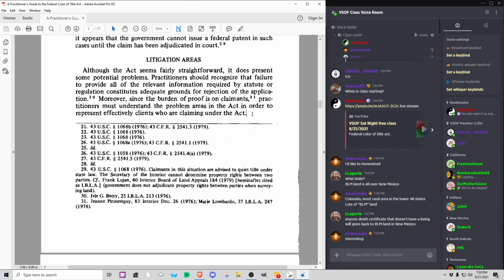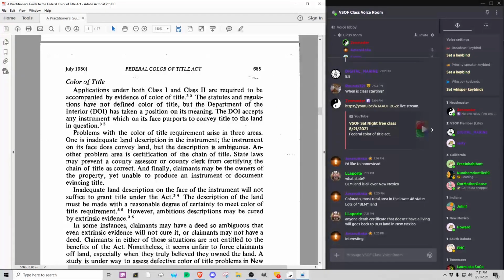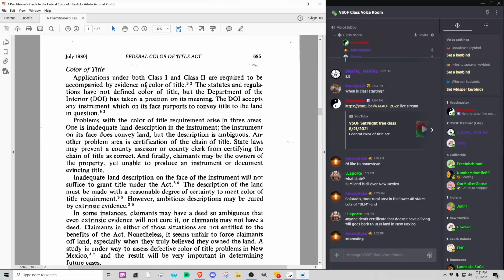Practitioners must understand the problem areas in the Act in order to represent effectively clients who are claiming under the Act, right? This is, again, attorney work product doctrine. You're talking to the attorneys here. All right. Color title. Applications under both Class 1 and Class 2 are required to be accompanied by evidence of color of title.